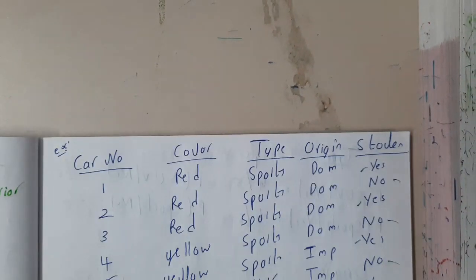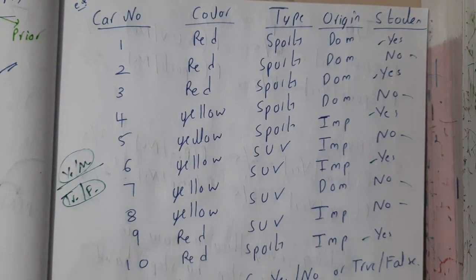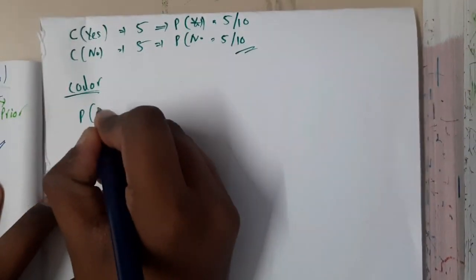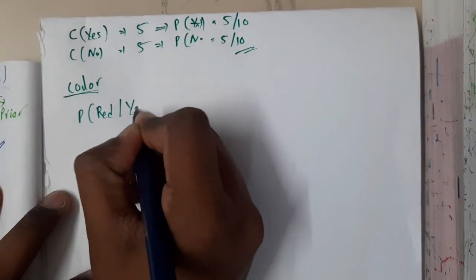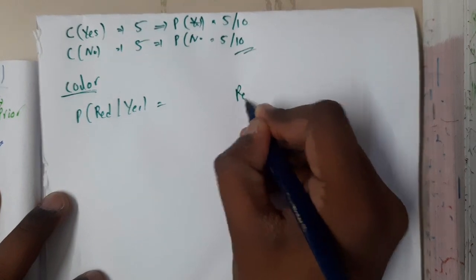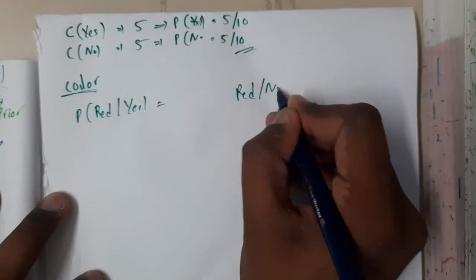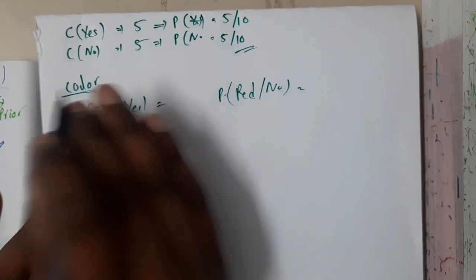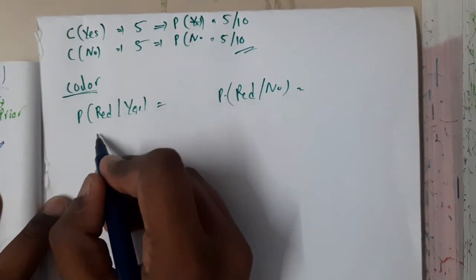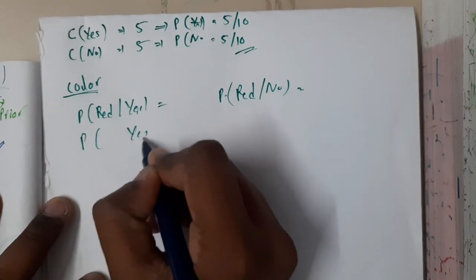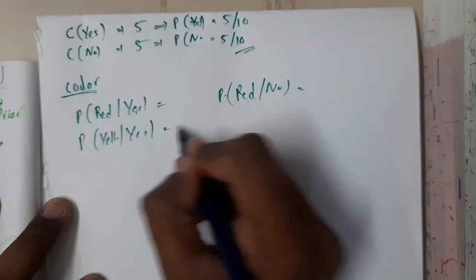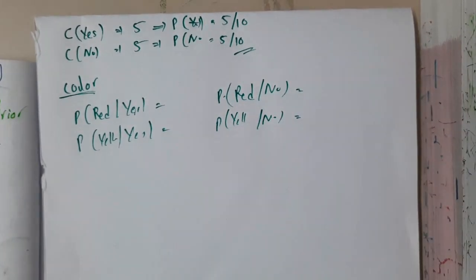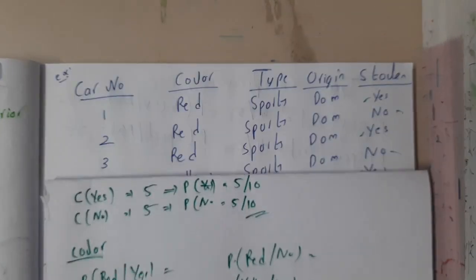So what are the options for color? Either it could be red or yellow, only two options, that is really good. So you will be writing probability of red being yes, probability of red being no. Read it in that way, guys. Probability of yes being red, read it that way. Then probability of yes being yellow, probability of no being yellow. I hope everyone knows the formula for this, right?